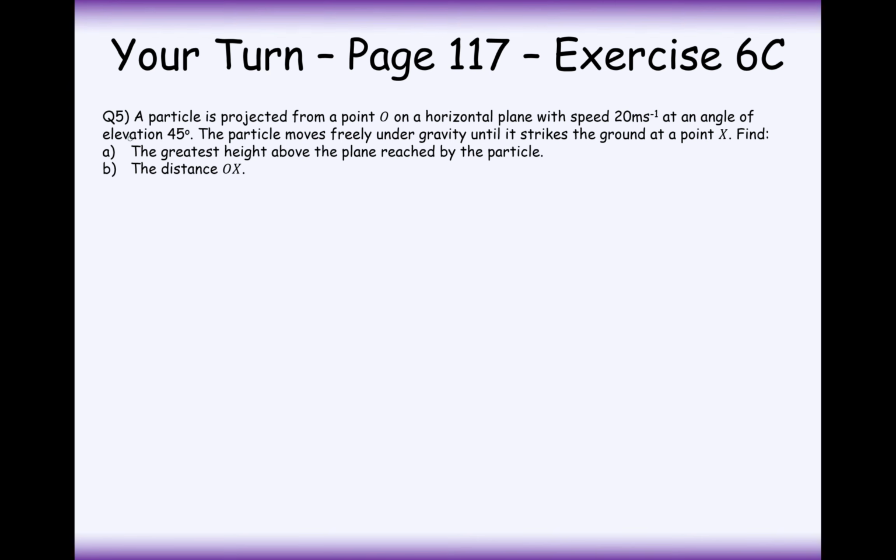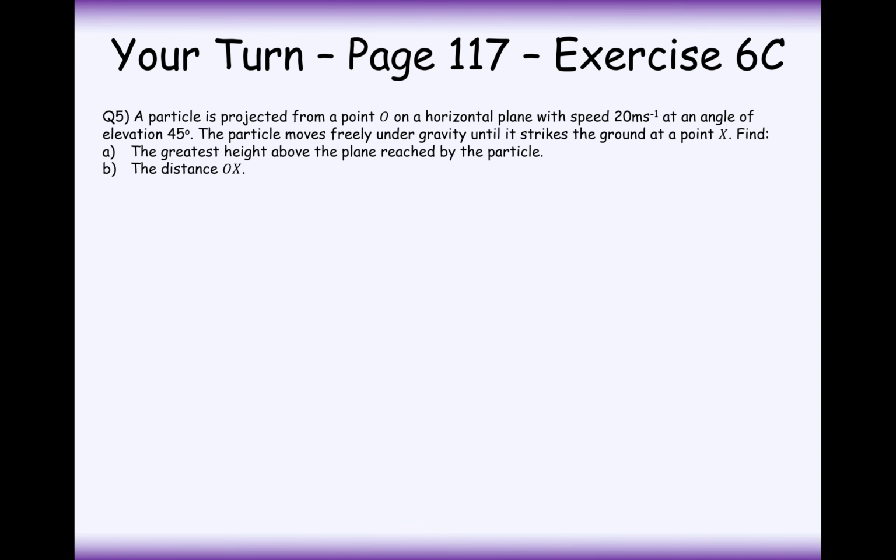Okay, so let's have a go at this question then. A particle is projected from point O on a horizontal plane with a speed of 20 meters per second at an angle of elevation 45 degrees. The particle moves freely under gravity until it strikes the ground at point X. Find the greatest height above the plane reached by the particle and the distance OX.